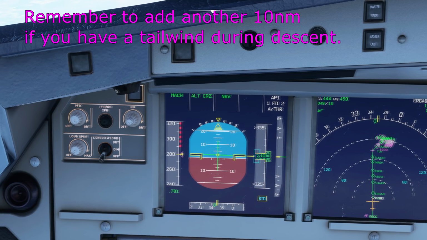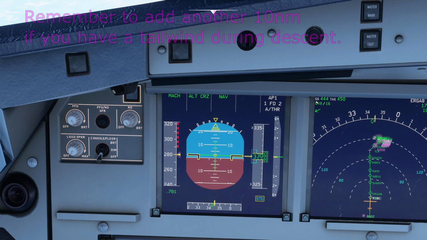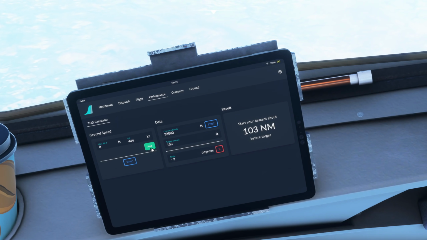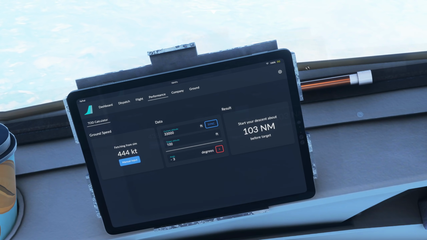So at the moment, we have sort of a light wind, 16 knots. That's not going to make much difference over the whole descent. But yeah, so that's something to be aware of. You can do manual input as well and add them in, but it's quite simple if you have that. And it's nice that it does use the ground speed. So there we have it.